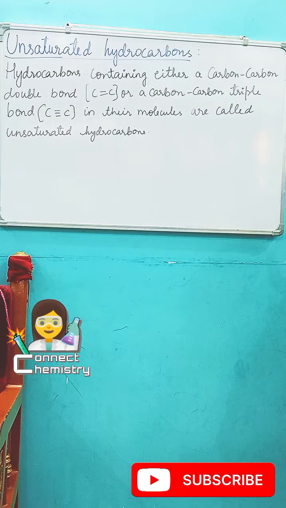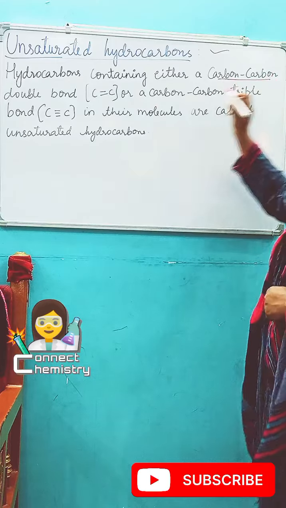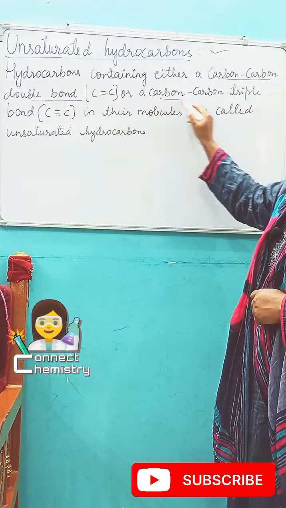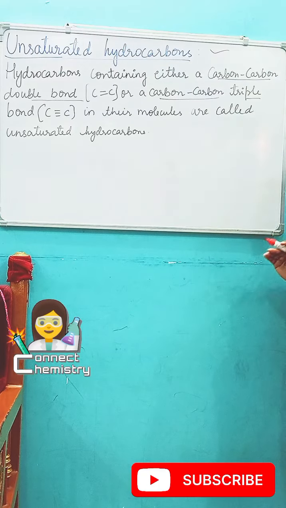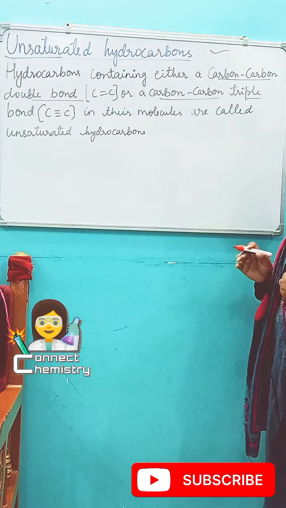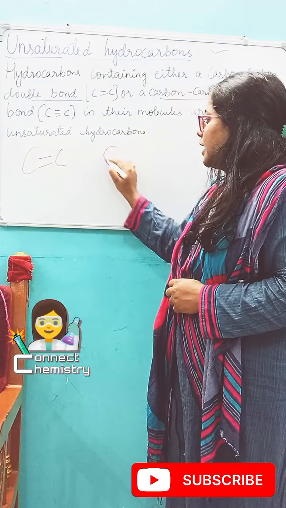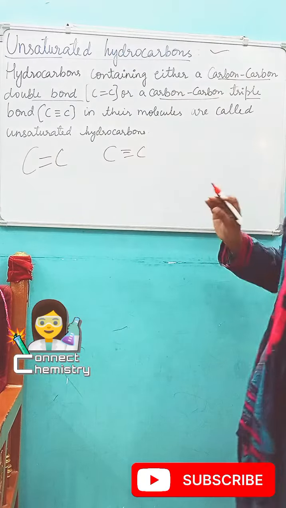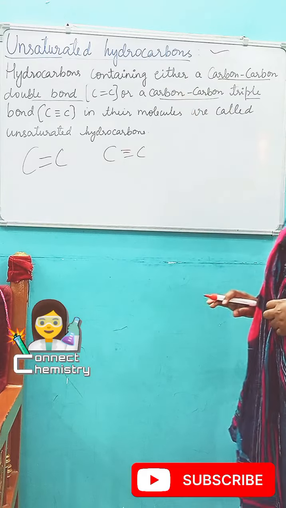Hi everyone. In this session we will be learning what unsaturated hydrocarbons are. Hydrocarbons containing either a carbon-carbon double bond or a carbon-carbon triple bond in their molecules are known as unsaturated hydrocarbons. It means that the molecule has a carbon-carbon double bond or a carbon-carbon triple bond. These hydrocarbons are known as unsaturated hydrocarbons.